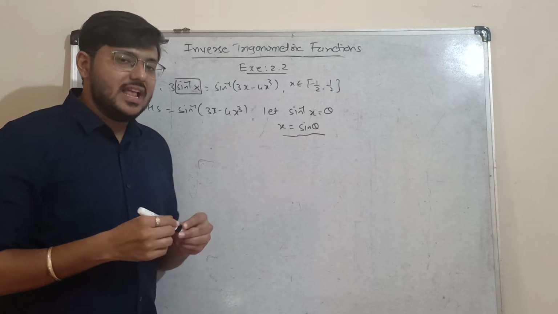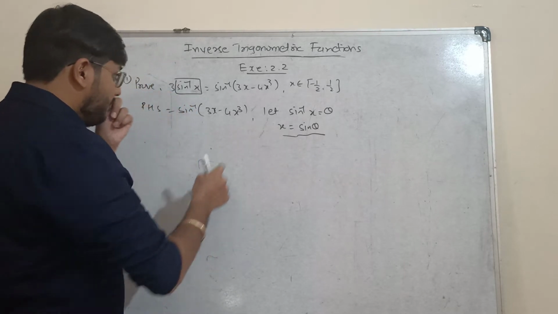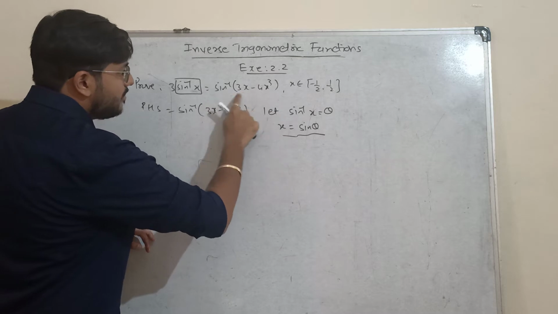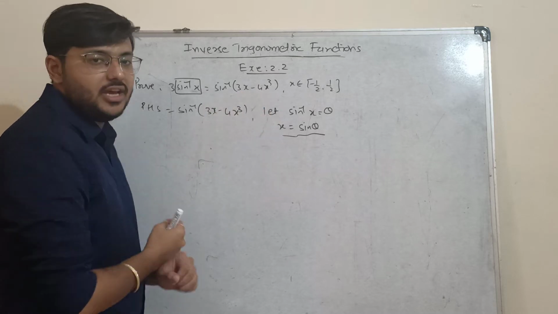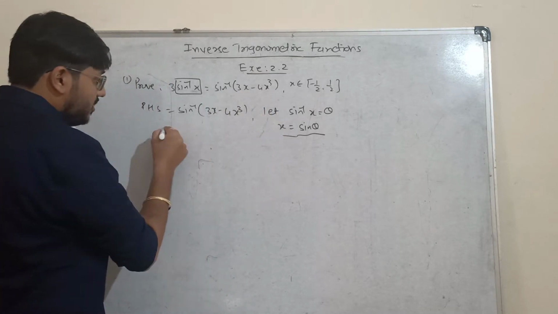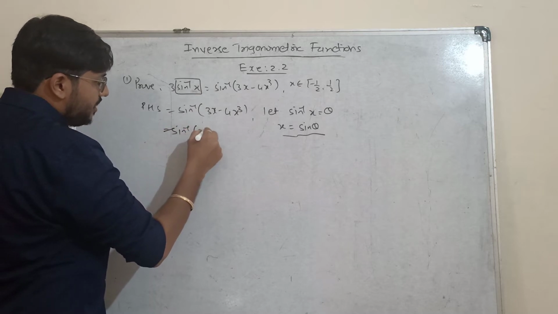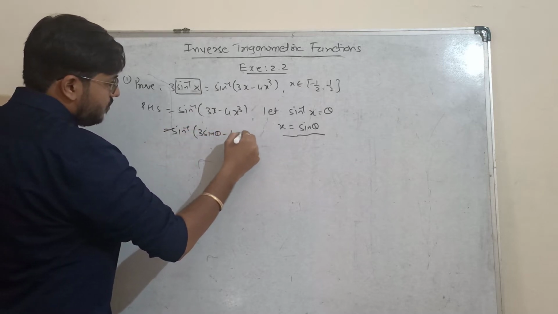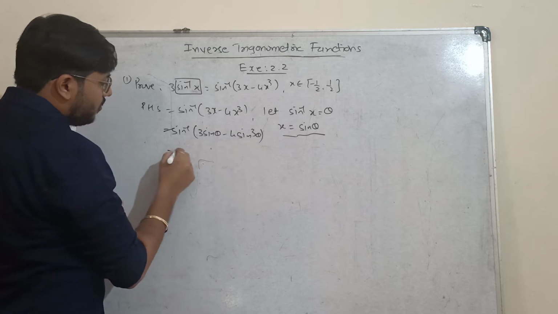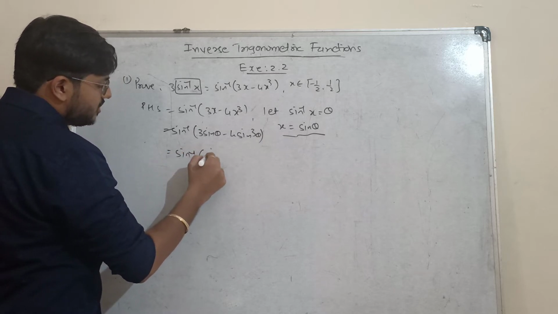Or else, the second option I'll tell you, if you put x equals sine theta, you will get some equation related with the sine here only. So just put the value of x as sine theta. So it's 3 sine theta minus 4 sine cube theta. Now we all know that this is equal to sine 3 theta.